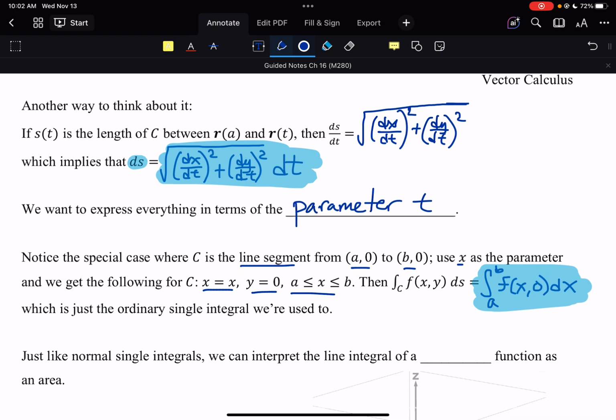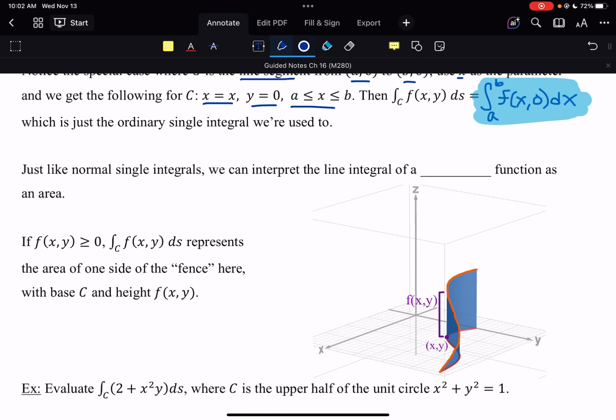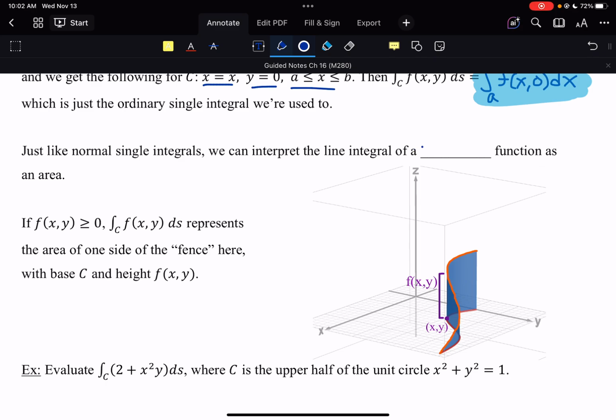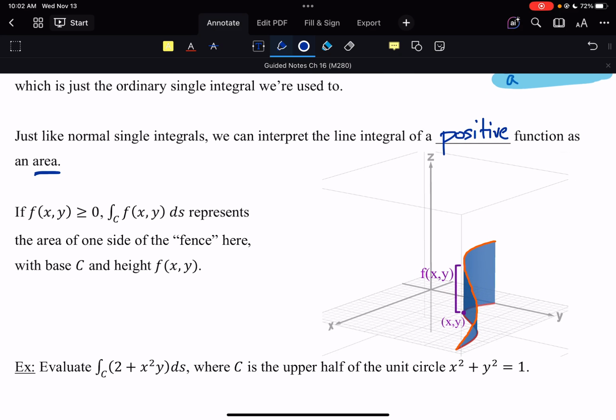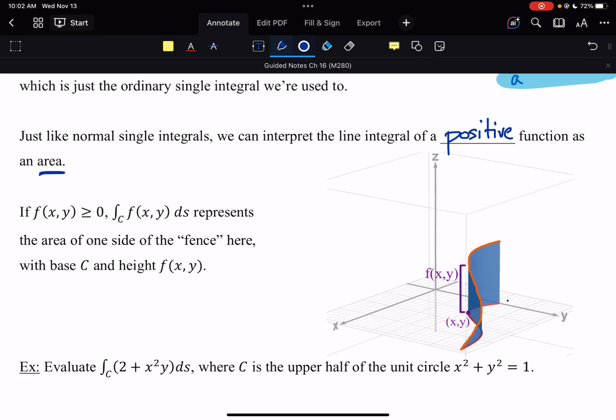Just like normal single integrals, we can interpret the line integral of a positive function as an area. So you can see down here I've got a visualization, a little bit of a graph. You can see the curve C is down here in red on the bottom in the xy-plane. And then the surface is the orange part up here. The surface continues in all directions, but we are finding the value between the surface and the curve.